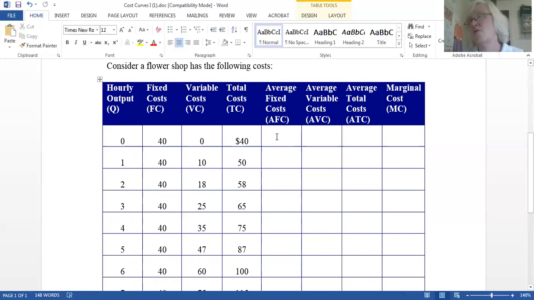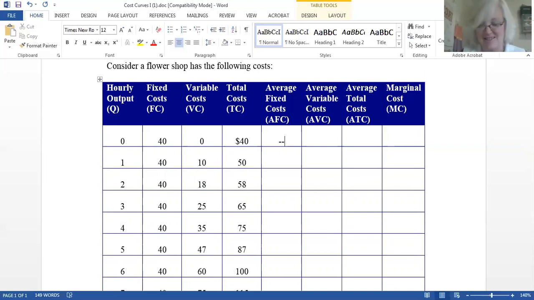So average fixed, I'm going to take my 40 and divide it by 0. I can't divide by 0. It's undefined. It's not 0. Division by 0 is undefined, okay? 0 divided by something is 0. 0 divided by 1, 0 divided by 10, those are zeros. But something divided by 0 is undefined. So don't put a 0 in there, you'd be wrong. You learned that in your algebra class, I'm sure.